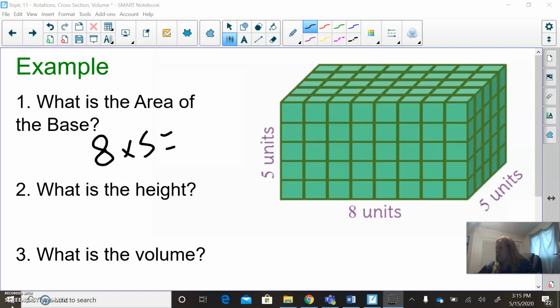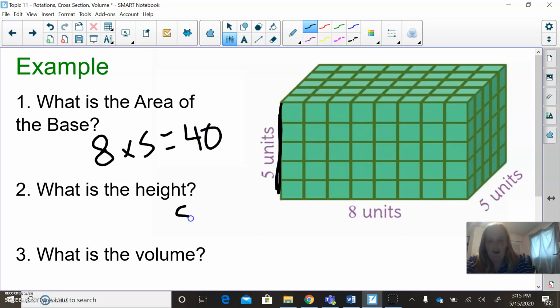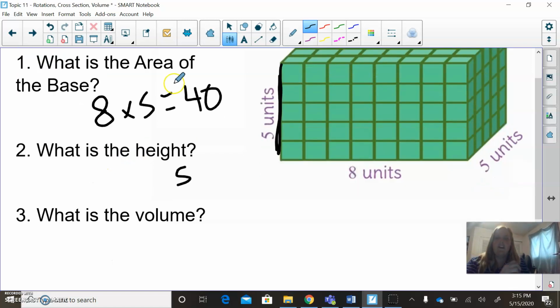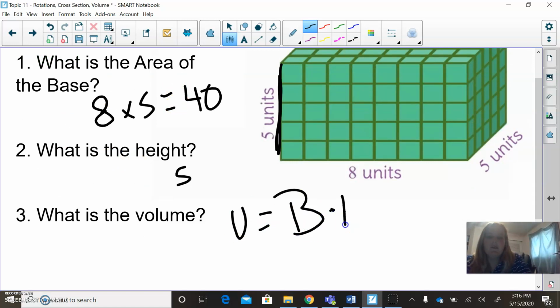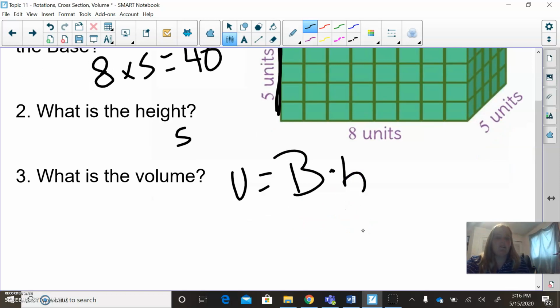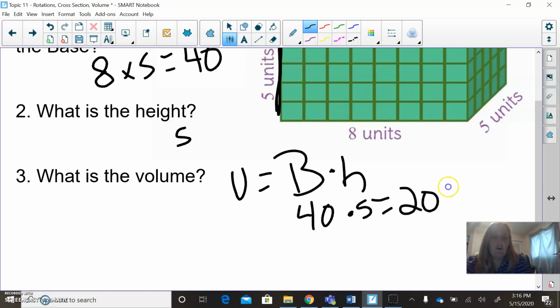So, like I said, 8 times 5, that's 40. And what is the height? The height is this side right here. That's 5. So volume equals big B times the height, and our big B is 40. So we're going to do 40 times 5, and 40 times 5 is equal to 200 units.